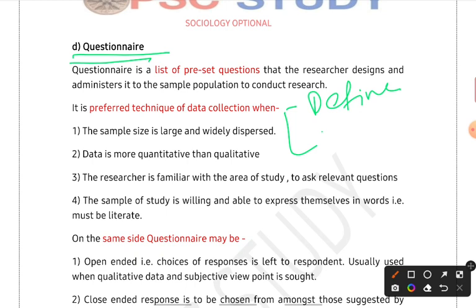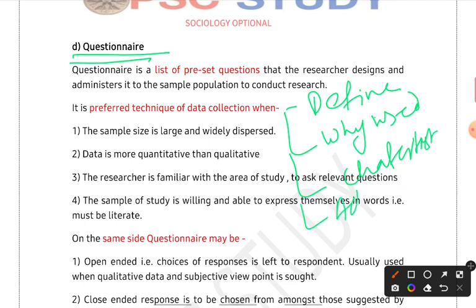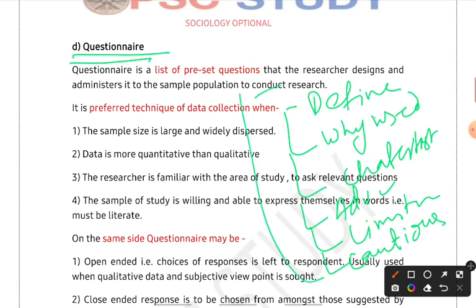Then we will try to see why a questionnaire is being used. Then what are the characteristics of it, its advantages, limitations, and what are the preventive measures that need to be adopted in order to use this method, like cautiousness. So this will be our framework for this question.